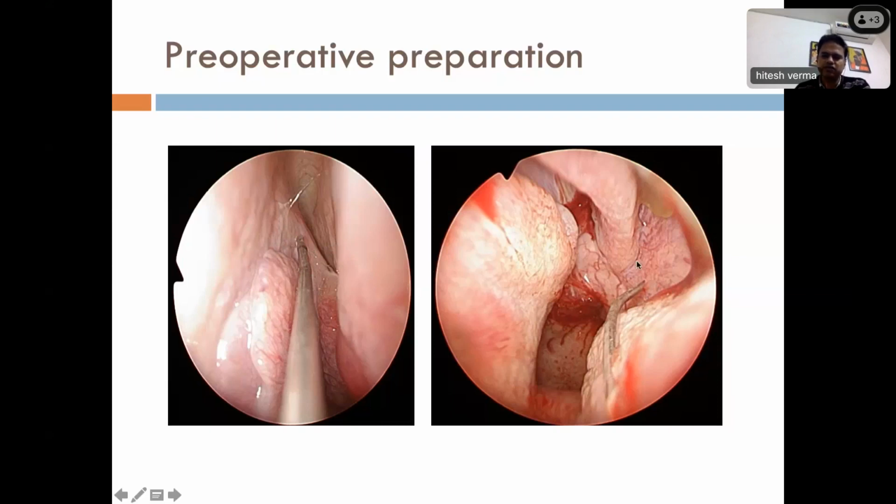And this is the region of the sphenopalatine foramen, the posterior most end of the inferior meatus. This is the middle turbinate, this one is the inferior turbinate, this one is the septum, and this one is the nasopharynx. So at the posterior most end of the inferior meatus is the sphenopalatine foramen, where the sphenopalatine vessels and nerves come inside the nasal cavity. These blocks are required primarily for local anesthesia.